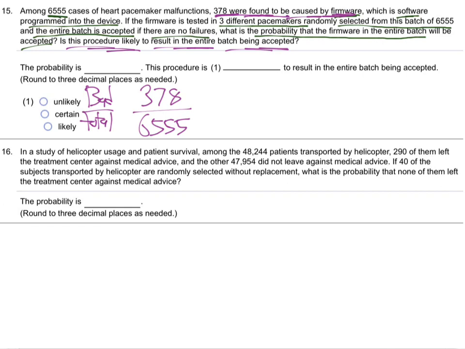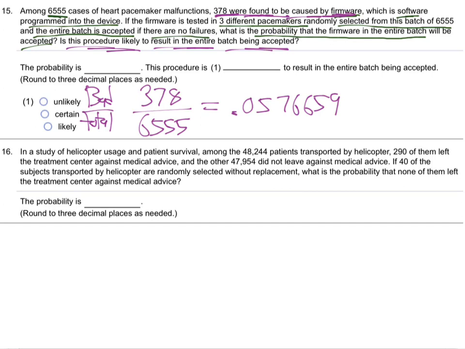So if 378 are bad out of that total, what portion is that? What's the probability of that? I'm getting 0.057669. Okay, now what that is, hold on for a second, that's the chance of getting one bad one. If somebody said, hey, just reach into that batch and grab one, what's the chance you're going to get a bad one? That'd be that, because there's 378 bad ones out of 6,555 total.